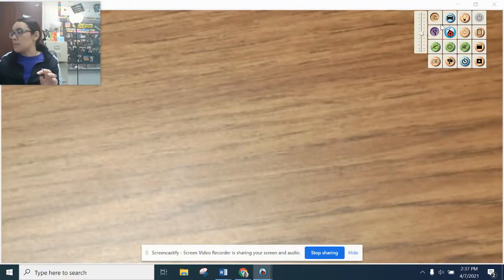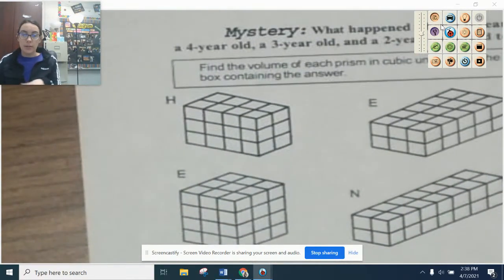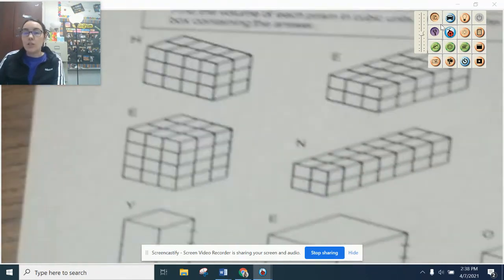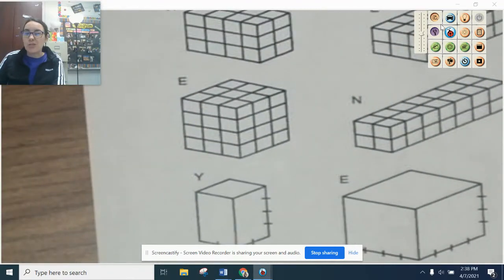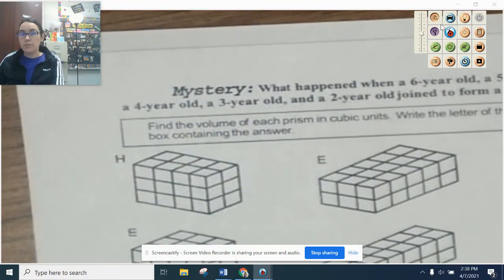Okay, so your practice page that you're going to get looks like this. And I want you to start on this side, okay? This side's the easier side of the 2, because there is no room to do your work, do you see that? There's no room. Okay, you're going to grab a sheet of paper.